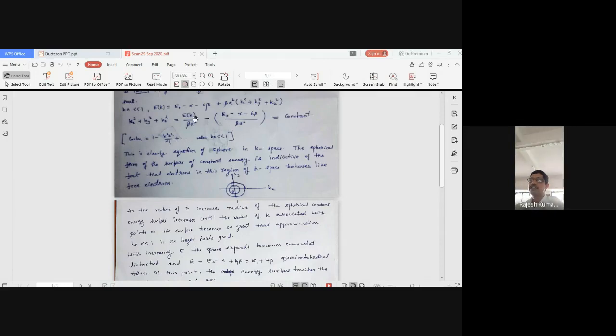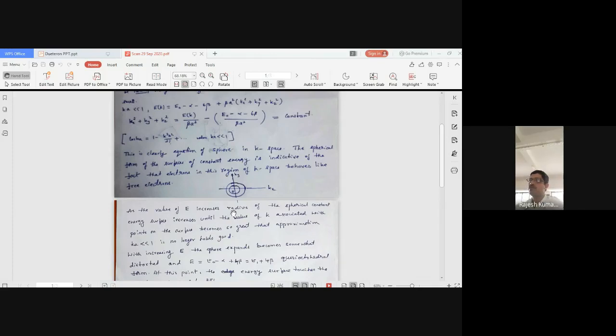So as E increases, the radius also increases, and we get the spherical shape. We will get the spherical shape as long as Ka is very much less than 1. This condition should be satisfied. If this condition is not satisfied, then this approximation does not hold good. Remember, that is the meaning here.